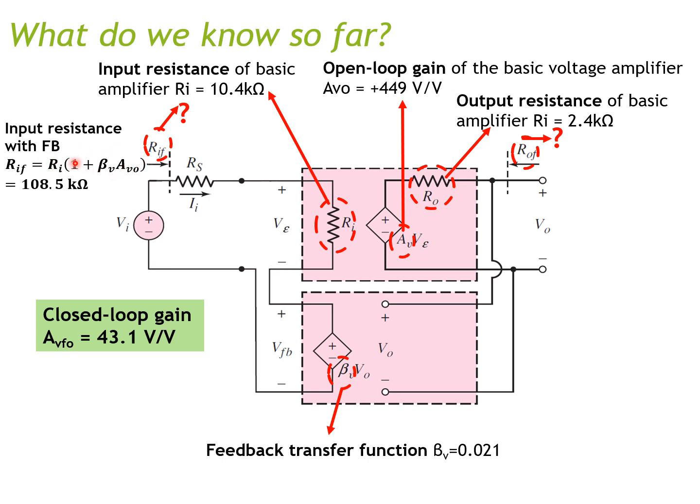This is from the previous video that I gave you guys. So basically, the input resistance with feedback will increase by a factor of 1 plus beta AV. The output resistance, however, will reduce by the same factor. So you have RO divided by 1 plus beta AV, and you're going to have it to be 0.23 kilo ohm.